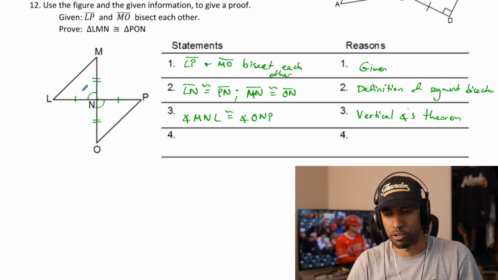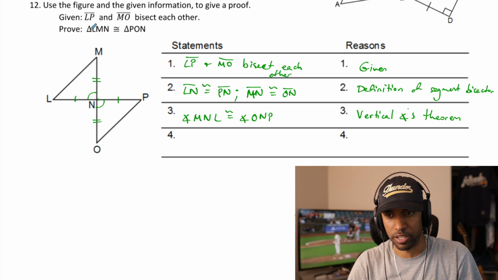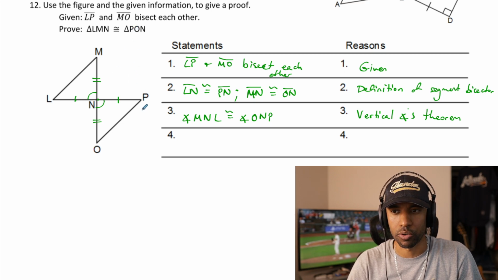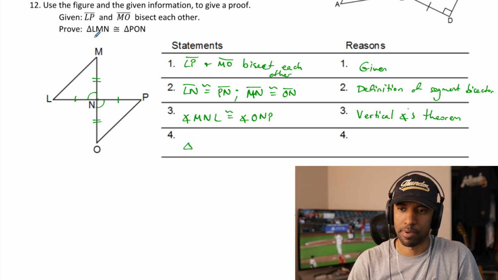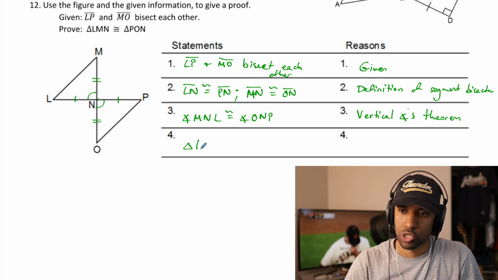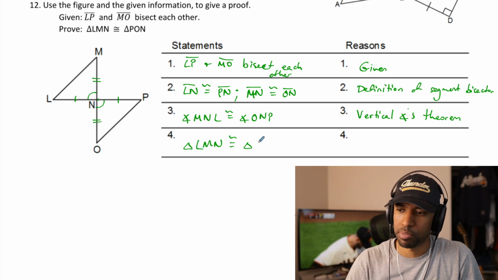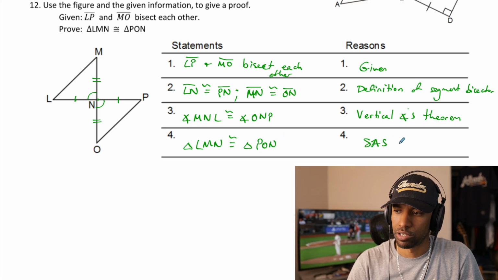I do have a side angle side case here for these 2 triangles being congruent. Triangle LMN is now shown to be congruent to triangle PON because I got a side angle side right there. So the last statement is the proving statement. Triangle LMN is congruent to triangle PON by the side angle side congruence theorem. And that's it.